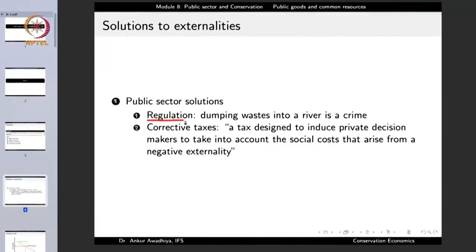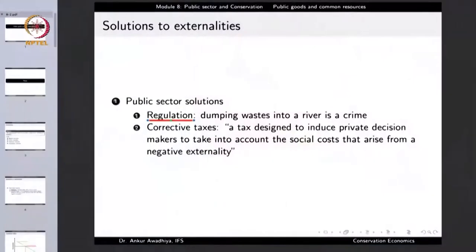Regulation means that the government says that dumping waste into a river is a crime. So if anybody is dumping the waste, then he or she is going to be jailed. Now, this is one way of ensuring that the rivers do not get polluted. So by means of laws and by means of enforcing those laws, we ensure that the rivers do not get polluted so that the bystanders are not negatively impacted. So this is one way.